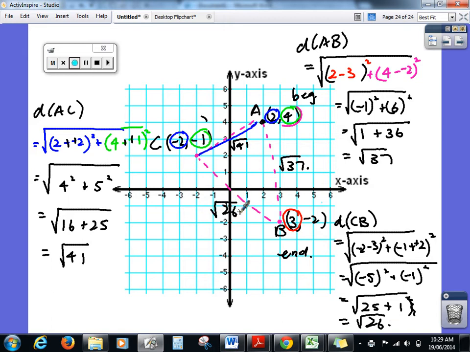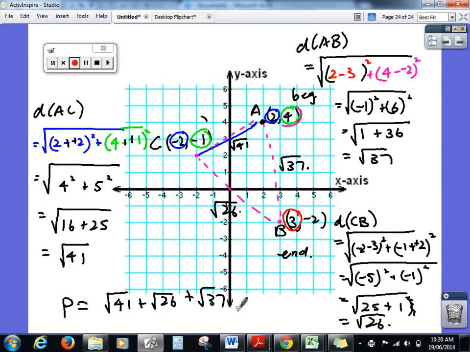Okay. So the perimeter would finally equal root 41 plus root 26 plus root 37. And that's it in its exact form. None of those values can be simplified. But if you want that to 2 decimal places or 1 decimal place, we just pop it into our calculator and evaluate.